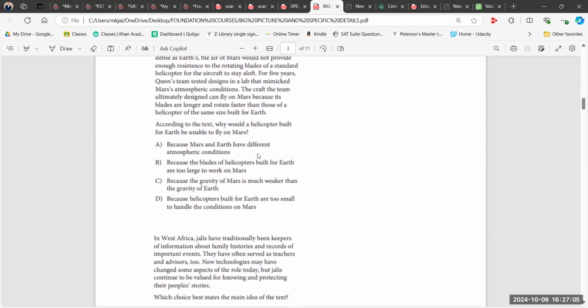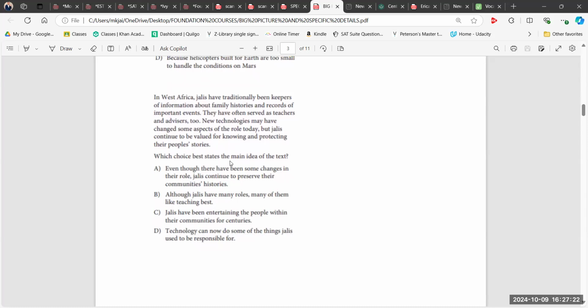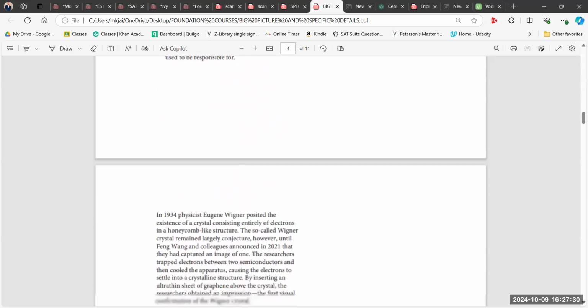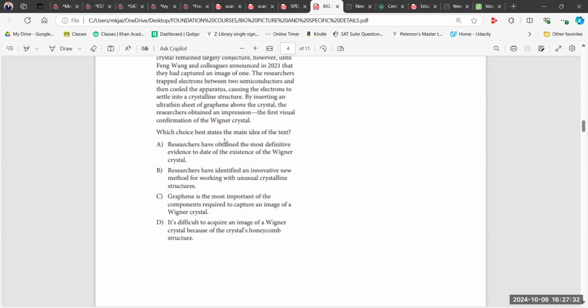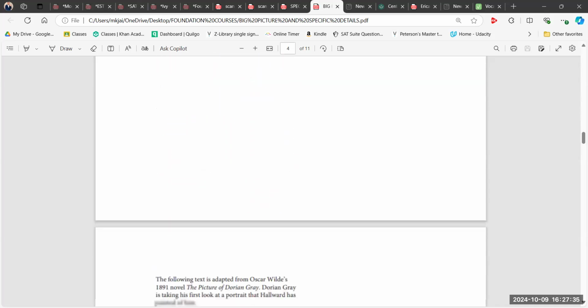What about this one? Why would a helicopter built for Earth be unable to fly on Mars? Main idea or specific detail? Specific as well. Here it's clear. What does it say? It states the main idea of the text. So from the question itself, you can easily identify the main idea. You can identify the type of question.